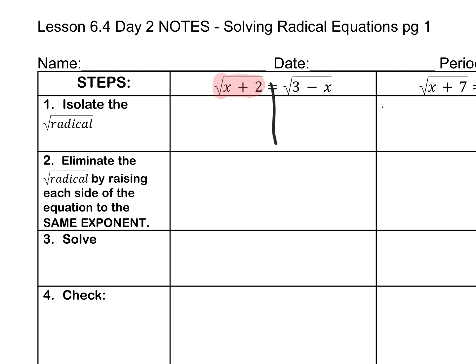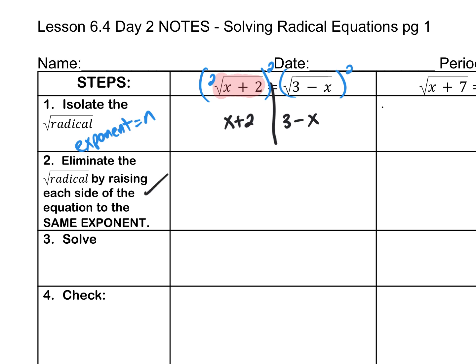Now that my radical is isolated, I can do the second step, which is to eliminate it. To eliminate the radical, I have to give them the same exponent as the index. Here my index is 2 because it's the square root. I don't see the index, so it's the invisible 2. The exponent has to equal the index. When I do that, my base, what's inside of the radical, gets to come out. The radical is gone. And on the other side, the same thing happens.